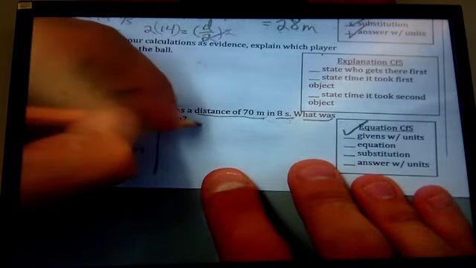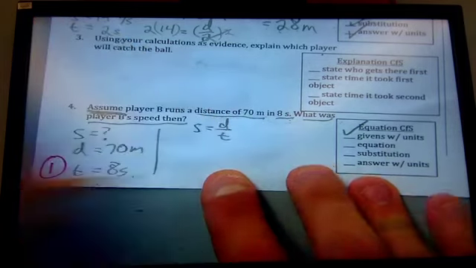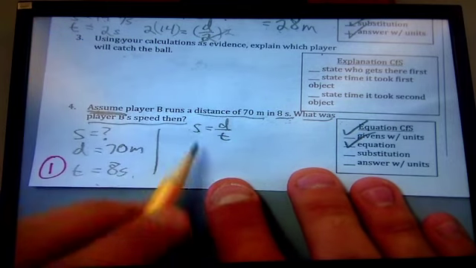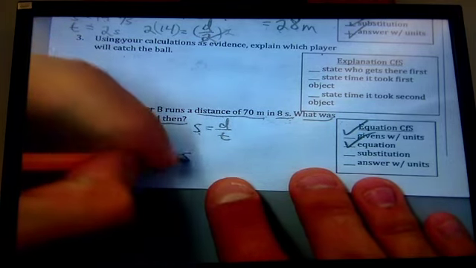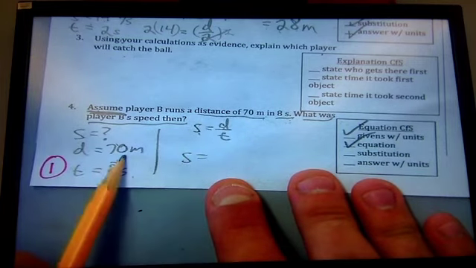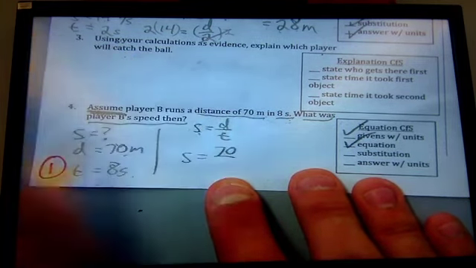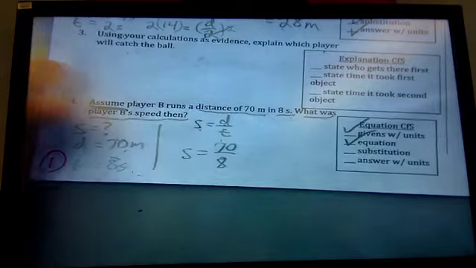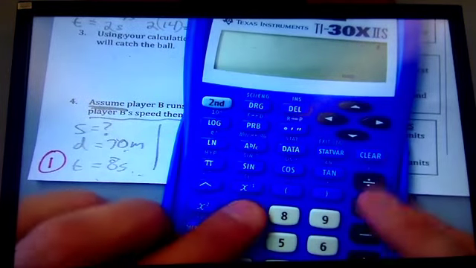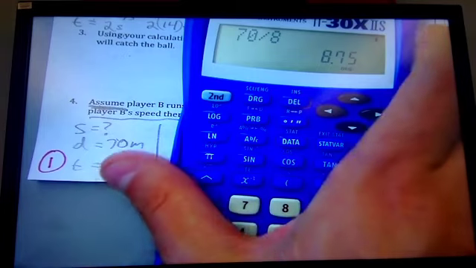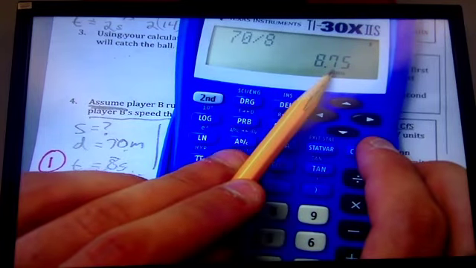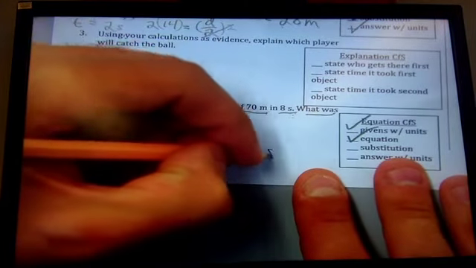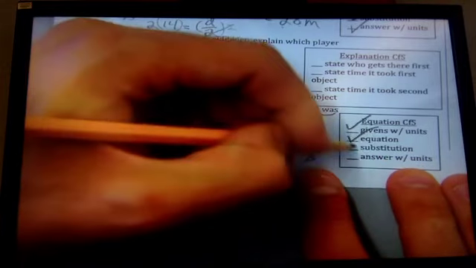I write my equation. Speed equals distance divided by time. I substitute. Speed has a question mark, so I'm going to leave it alone. D was 70. T was 8. I'm going to put that into my calculator. 70 divided by 8. I got 8.75. I'm going to round to the nearest tenths place. That's what I usually do. That's what you can usually do. So I have 8.8 meters per second. Okay.